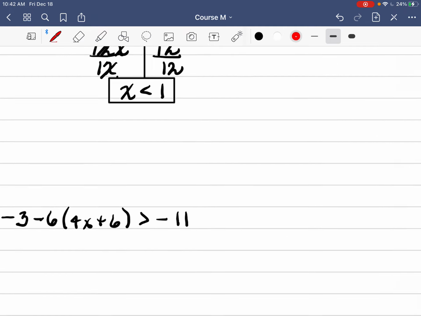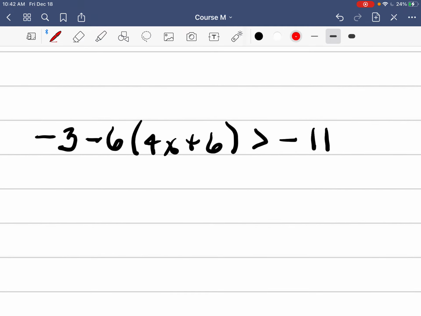So the first thing we need to do is get rid of parentheses. We need to distribute. So we multiply negative 6 times 4. That's negative 24x. Negative 6 times positive 6 is negative 36.